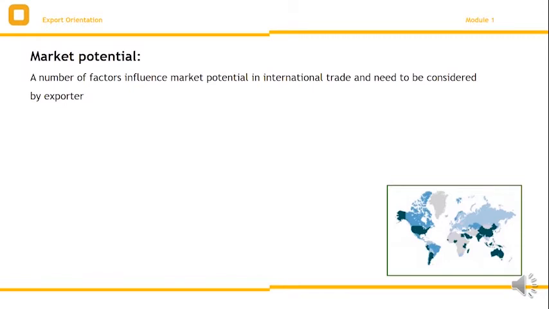You need to first of all consider what we call demand. Before you enter a market, you need to make sure that there is demand or potential demand for your product or service. It's no use entering a market where consumers or customers are not going to buy your product or service because they do not need it. So there must be demand for your product or your service for you to enter that specific market within that specific country.